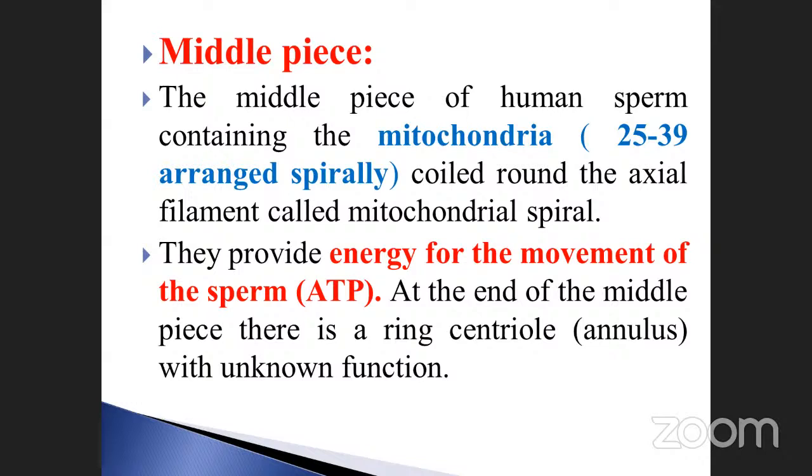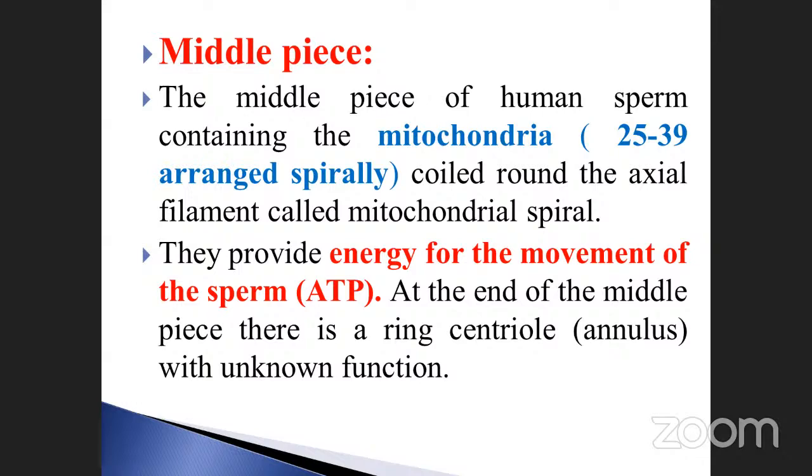How many? Numbers 25 to 39. They provide the energy. Which form of energy? Mostly ATP, one of the energy currencies, otherwise called a high energy compound. It is produced by mitochondria. Then only the sperm moves in the female reproductive organ. At the end of the middle piece, there is a ring centriole, the annulus, with unknown function. These are the middle piece structures.